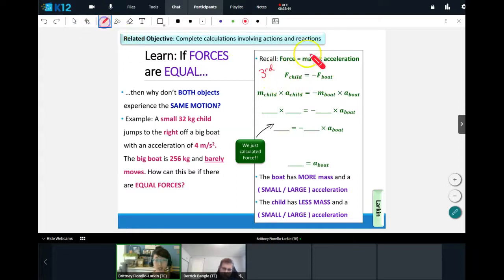Now we also have Newton's second law, and we said we're going to be combining them. So we said force is equal to mass times acceleration. So instead of saying force of the child, I can just say mass of the child times acceleration of the child. F equals ma. Okay? Same thing over here. Instead of force of the boat, I can just put negative mass of the boat times acceleration of the boat. Go ahead and give me a smiley face or an emoji in the chat box if that makes sense. Again, force is the same as mass times acceleration. So that's why I can substitute these. Smiley faces if that's beginning to make sense.